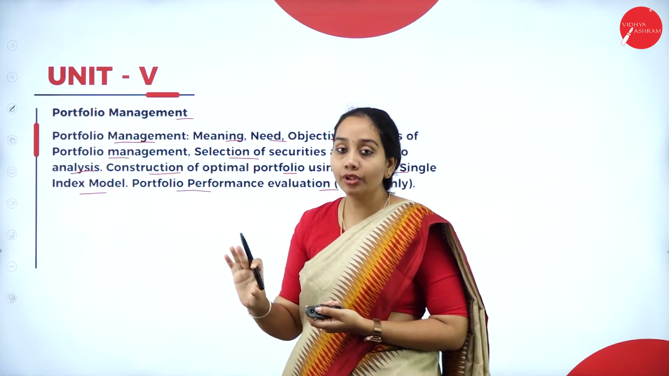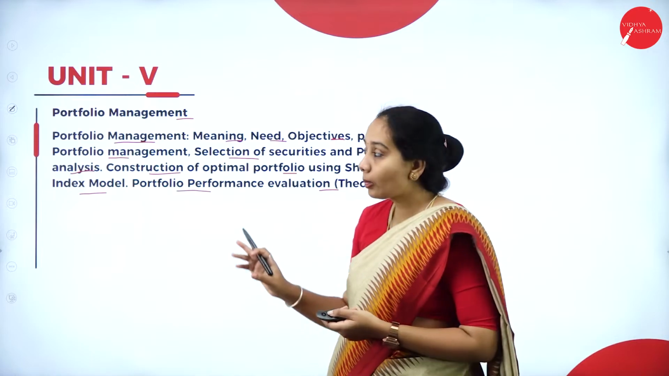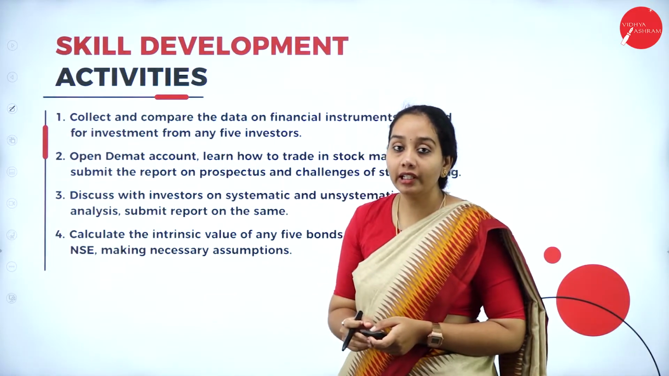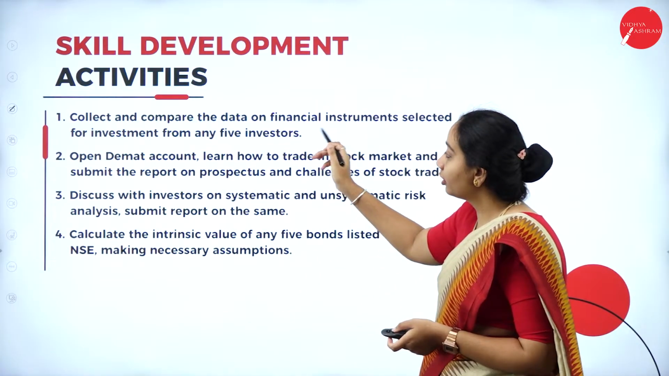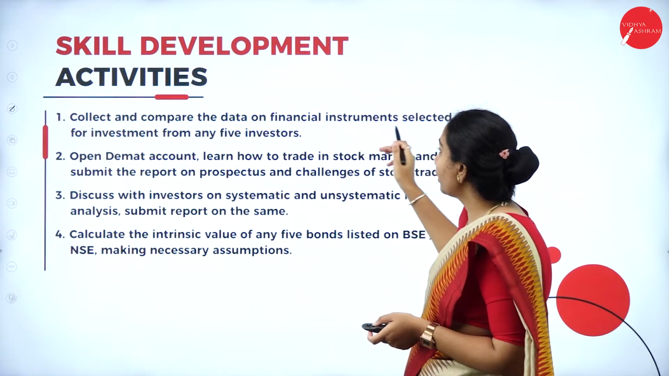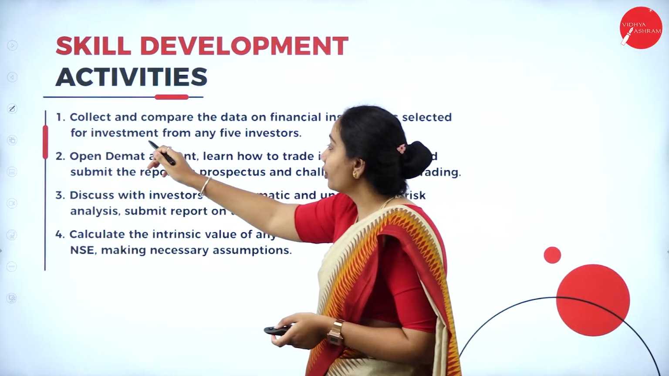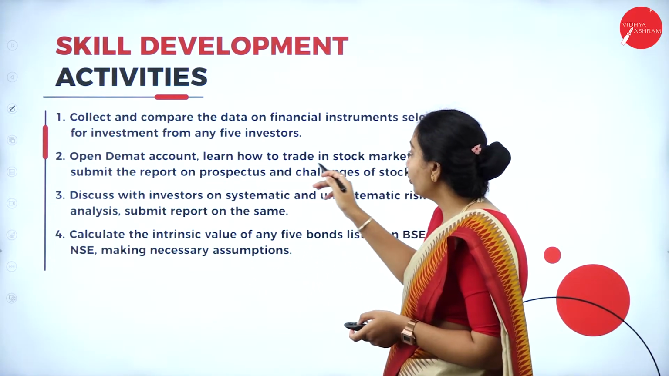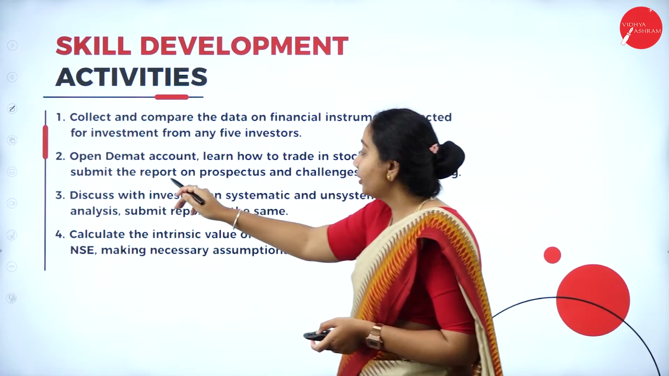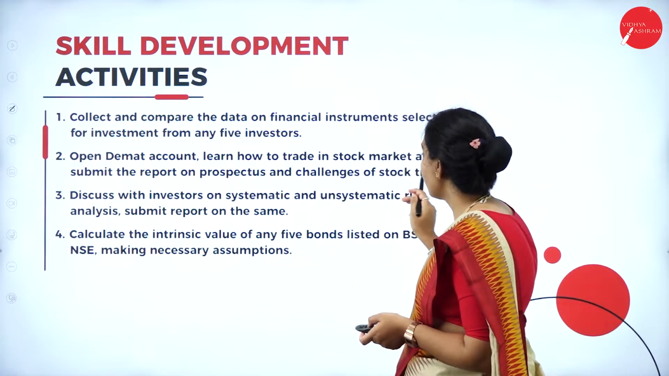So these are the 5 units you have got for this semester. Next, we are going to learn about the different skill development activities. You have to collect and compare the data on financial instruments selected for investment from any 5 investors. Then open a demat account, learn how to trade in the stock market, and submit the report on prospectus and challenges of stock trading.